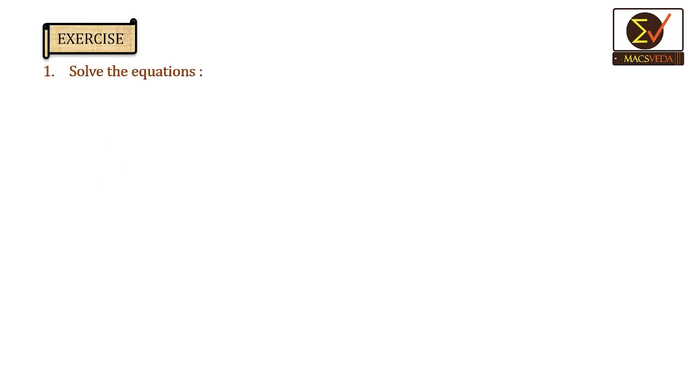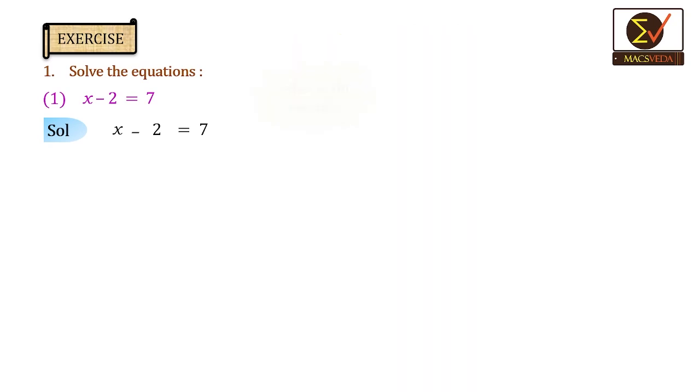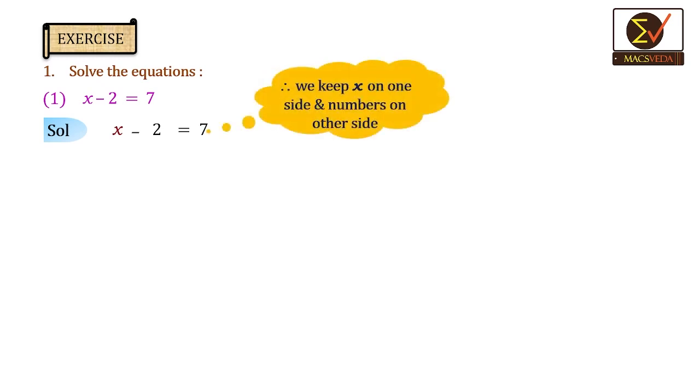Let us solve some of the equations. x minus 2 is equal to 7. When we are expected to solve this, we need to find the value of x. That is the variable. That is the purpose of solving equations. So x minus 2 is equal to 7. As per the principle, we have to keep variables on one side and the numbers on the other side. How do we do this? What is the variable in this equation? It is x. So we have to keep x on one side of the equal sign and the numbers on the other side of the equal sign.